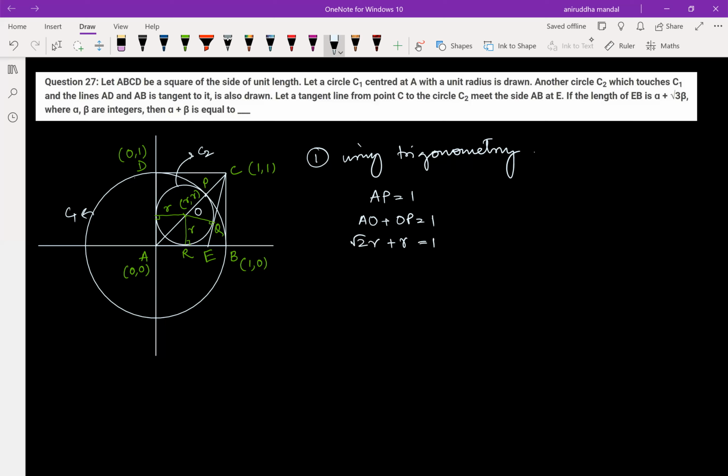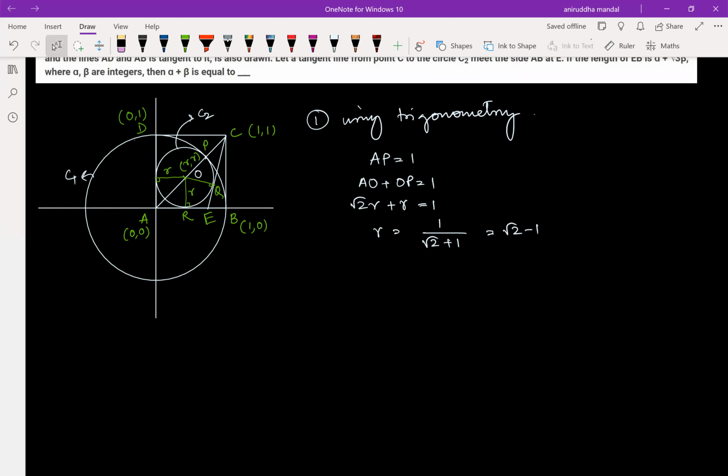Now r can be written as 1 by root 2 plus 1, so this is nothing but root 2 minus 1. Now we have found the value of this small r, the radius of the smaller circle C2. Now let's say this small angle is theta.